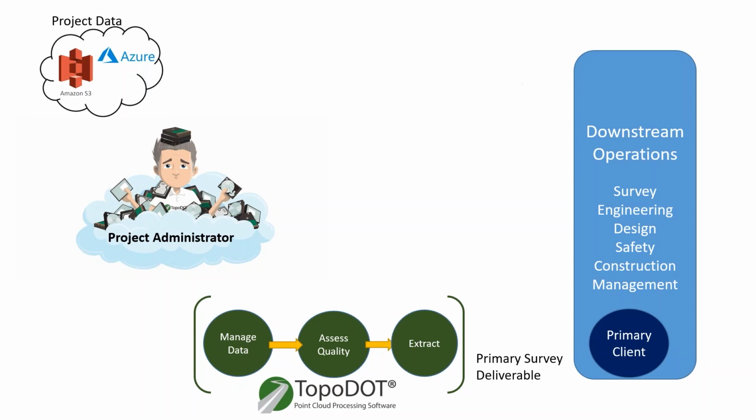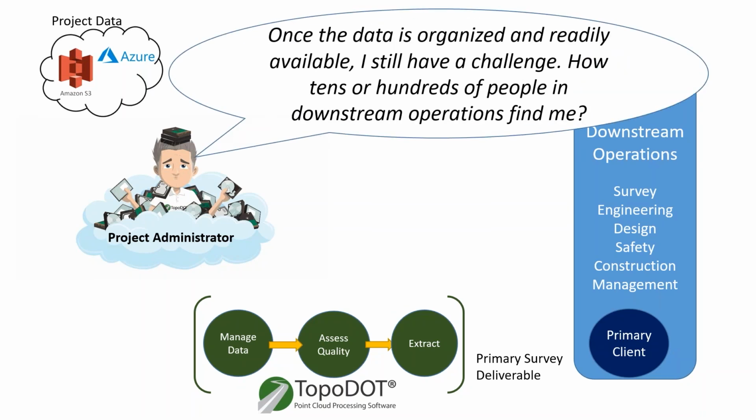So how do you know? Well, he's kind of stuck out there. So it's really organized, but there's still that challenge. How do the tens or hundreds of people in downstream operations find the administrator, find Professor Topo?